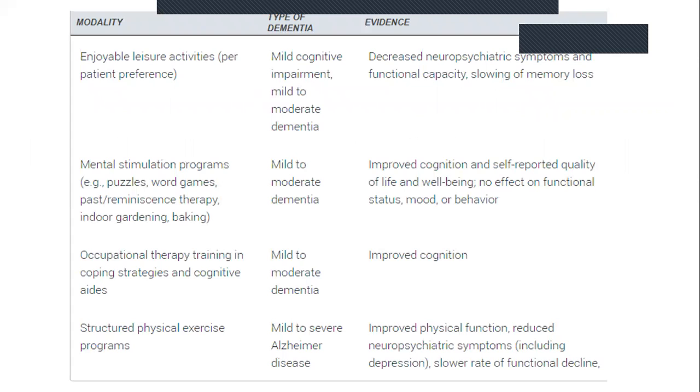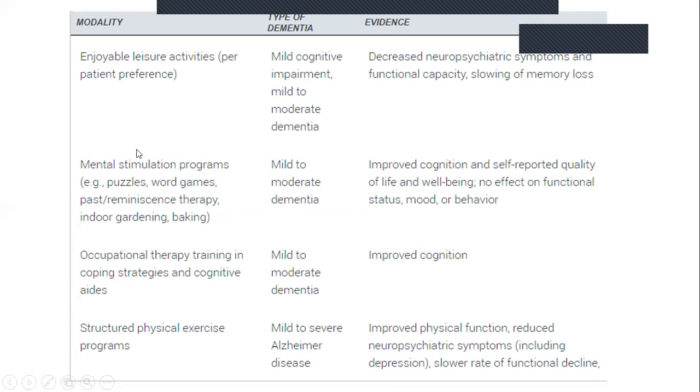And I'm coming to this again, this pattern, like modality, type of dementia and evidence. So if the modality is enjoyable leisure activities per patient preference, for mild cognitive impairment, mild to moderate dementia, then evidence: decreased neuropsychiatric symptoms and functional capacity and slowing of memory loss. So all these will be there. Then we call it as mild to moderate. And mental stimulation programs should be given, like puzzles, word games, past or reminiscence therapy, indoor gardening, baking. So all these activities come under mental stimulation programs. So it is also used for mild to moderate dementia.